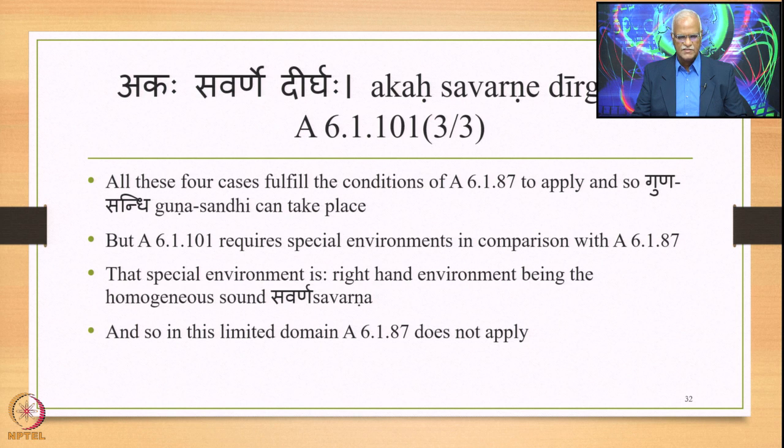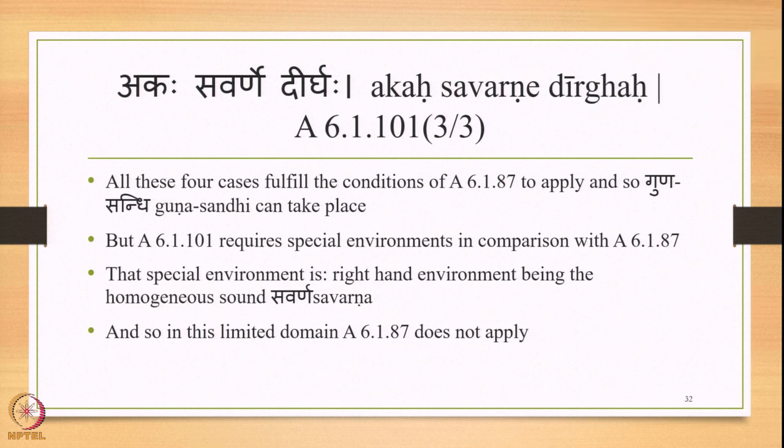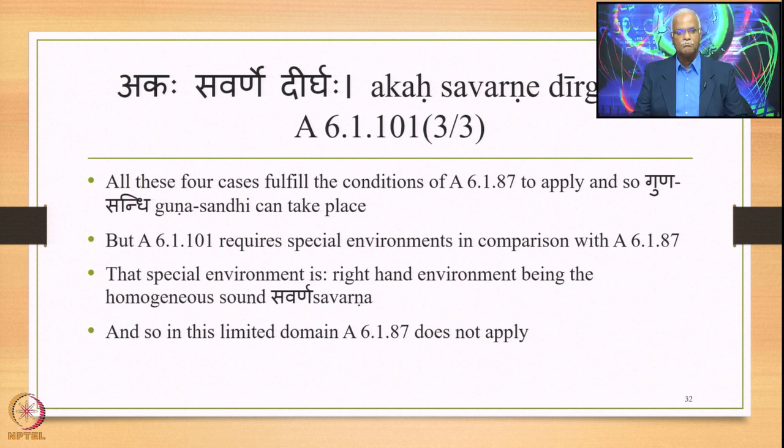Now all these four cases fulfill the conditions of 6187 to apply, and so guṇa-sandhi can take place. But we observe that 61101 requires special environments in comparison with 6187. That special environment is in the form of the right hand side environment being the homogeneous sound, which is savarna sound. And so the scope of application of 61101 is limited in comparison with 6187. And so in this limited domain, 6187 does not apply.